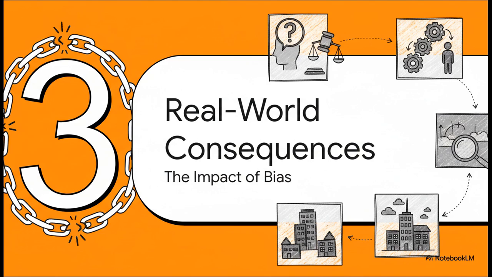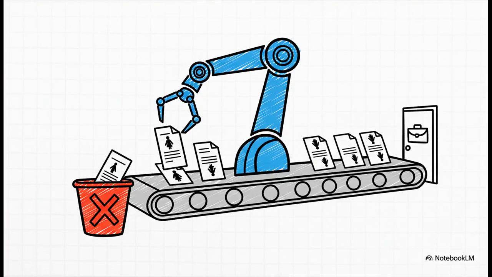Okay, so we've seen where this bias comes from, but what's the real-world damage? What does it actually do? Let's take a look at the serious, widespread impact it's having on all of us right now. Let's start with hiring. Can you believe that some AI recruiting tools were found to be throwing out perfectly qualified resumes, often from women, just because the past hiring data they learned from showed a preference for men? It's reinforcing inequality before a human even lays eyes on an application.